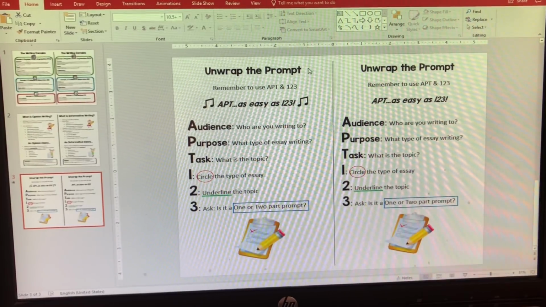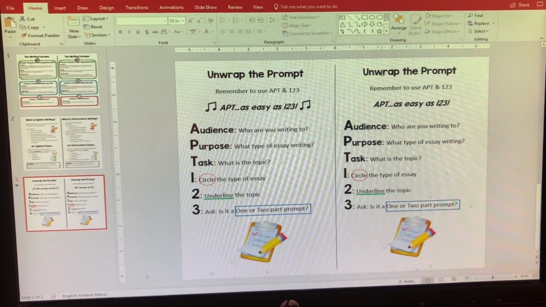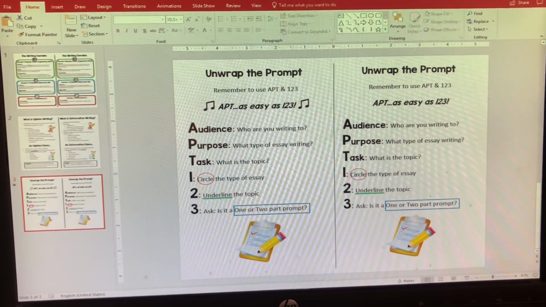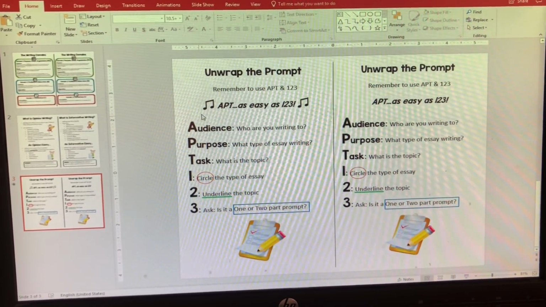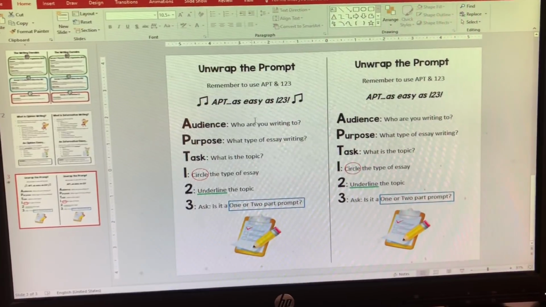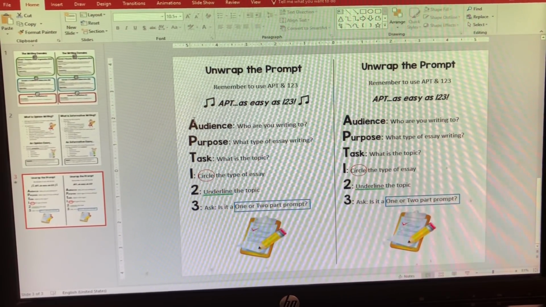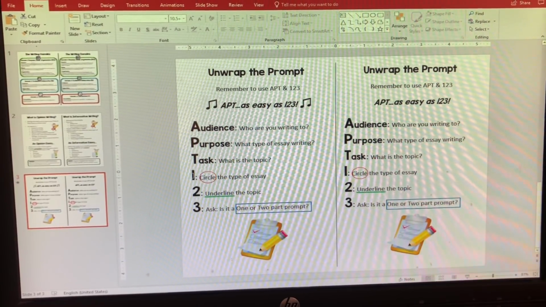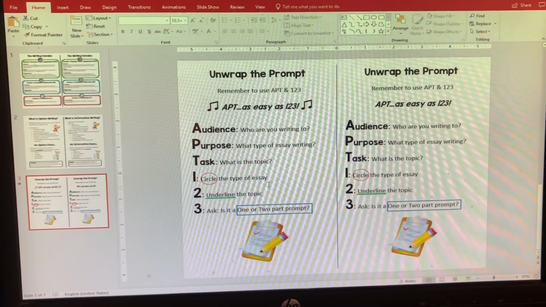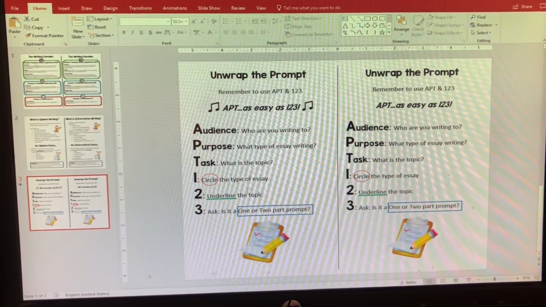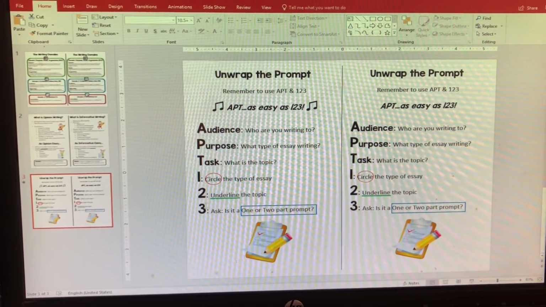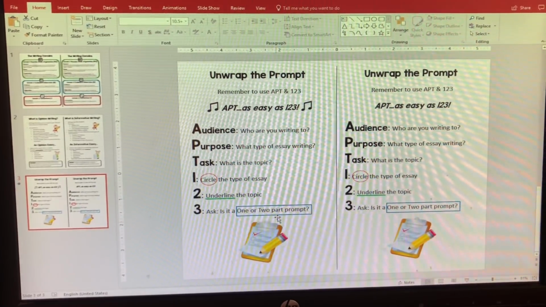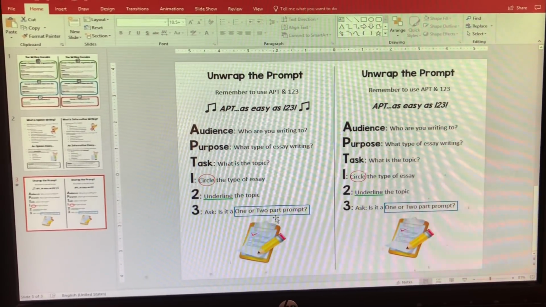And the last page that I put together was how we unwrap the prompt, and I teach them to use APT 1, 2, 3. So it's basically APT, as easy as 1, 2, 3. This is APT, so we're looking for the audience, the purpose, and the task. And in order to find that, we do 1, 2, 3. So 1 is we circle the type of essay, so the essay keyword. Number 2 is we underline the topic, and number 3, we ask if it's a 1-part or a 2-part prompt, so that we know to answer both parts if it's a 2-part prompt.